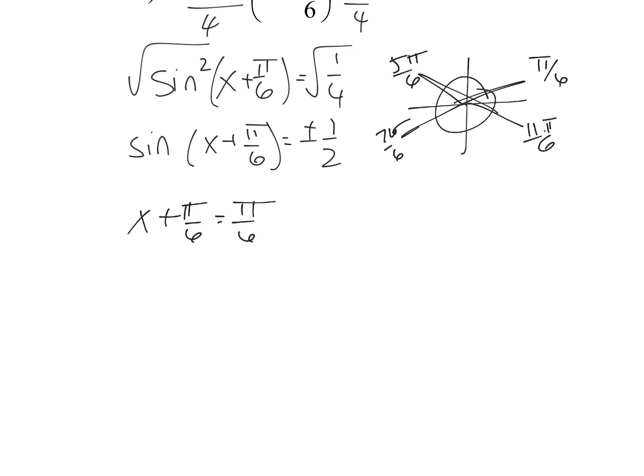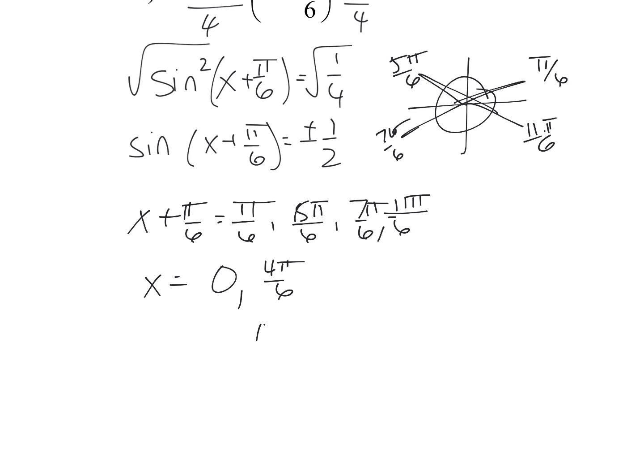So I get pi over 6, oops, I forgot the 5. 5 pi over 6, 7 pi over 6, and then 11 pi over 6. And so when I go to solve this, I subtract pi over 6 from all values. So this becomes 4 pi over 6, aka 2 pi over 3. This becomes 6 pi over 6, which is just pi. That one I will specifically reduce. And then this is 10 pi over 6 or 5 pi over 3. So those are my 4 solutions in this case.